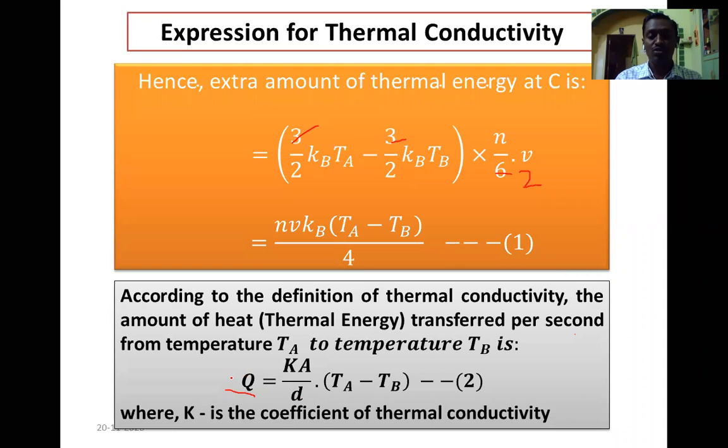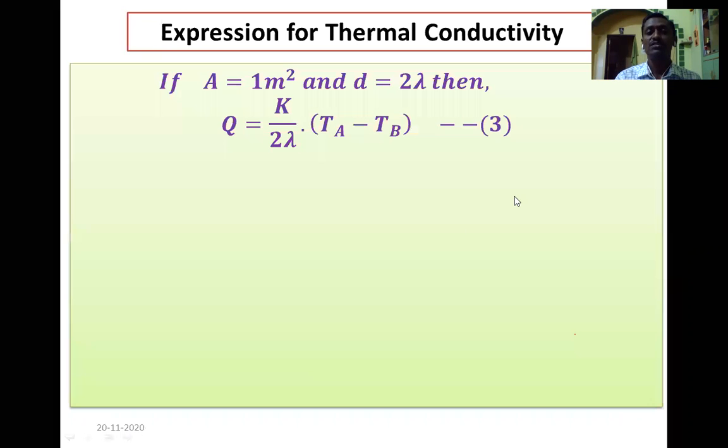If we send this D to the numerator side, A to the denominator side, and this Ta minus Tb to the denominator side, we can easily define the coefficient of thermal conductivity. Here equation 2 is the amount of heat transferred by using the theoretical calculations. In this equation 2, suppose we have a particular conductor having area of cross section as a unit, and if the length of conductor equals 2 times the mean free path length, then we can simply change this equation to this form. That means if A is put equal to 1 meter square and D equals twice lambda, the length of the conductor or metal block is taken as 2 times the mean free path length.